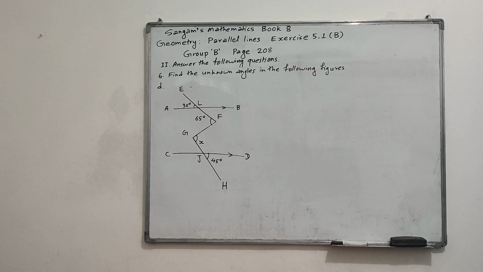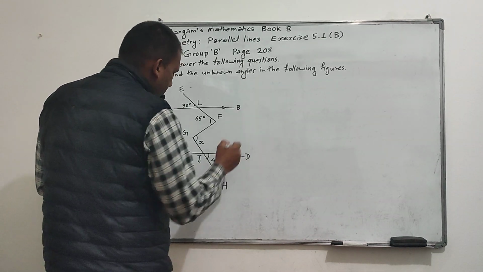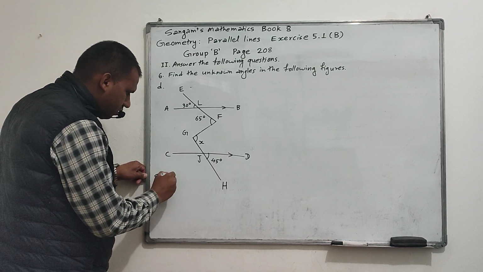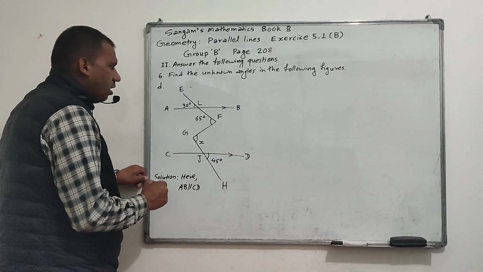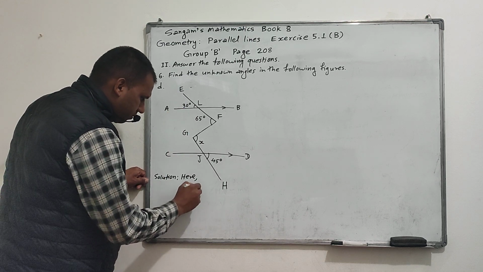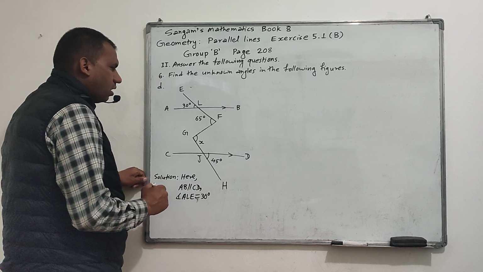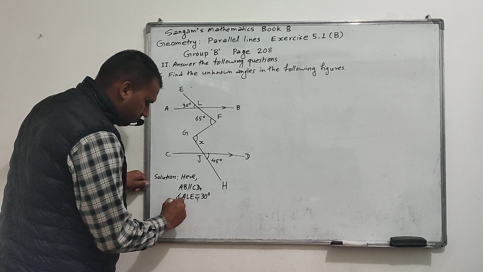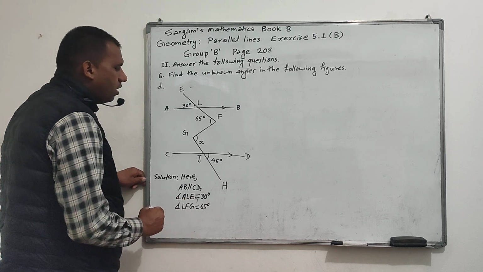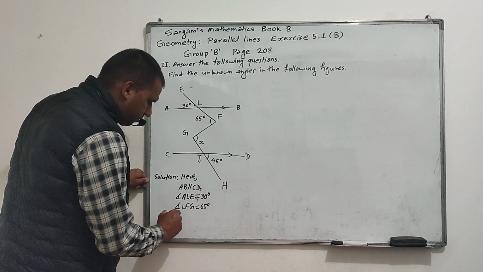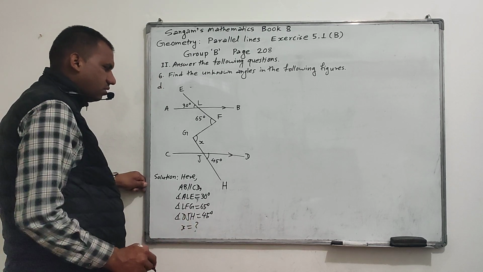Okay, now next question, 6D. This is the figure. In this figure, we have to find the value of x. Now it's also that AB parallel to CD, angle ALE equal to 30 degree, angle LFG 65, angle DJH, angle DAH equal to 45 degree, x equal to how much? Question mark.